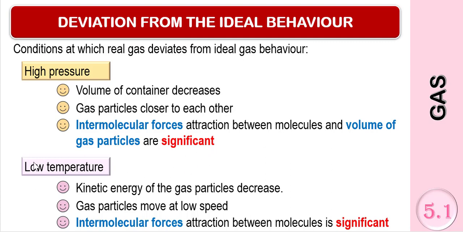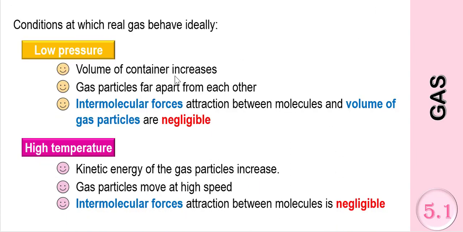At low temperature, the kinetic energy of the gas particles decreases, so there is not sufficient kinetic energy to overcome the intermolecular forces of attraction. So the intermolecular forces of attraction between particles will become significant. While the condition at which a real gas will behave ideally is at low pressure and also at high temperature.